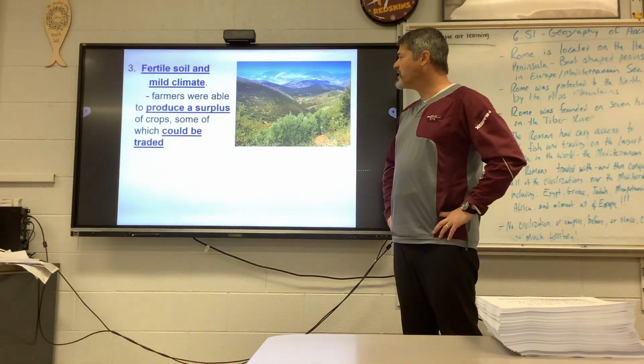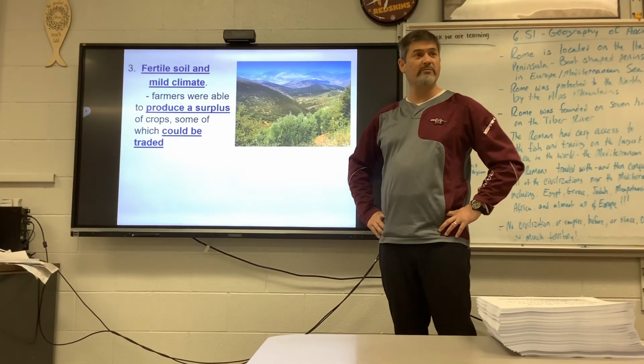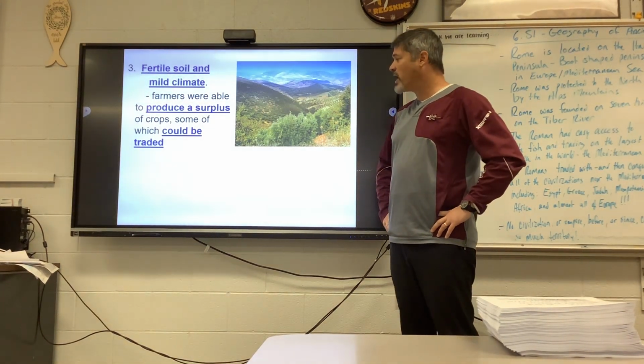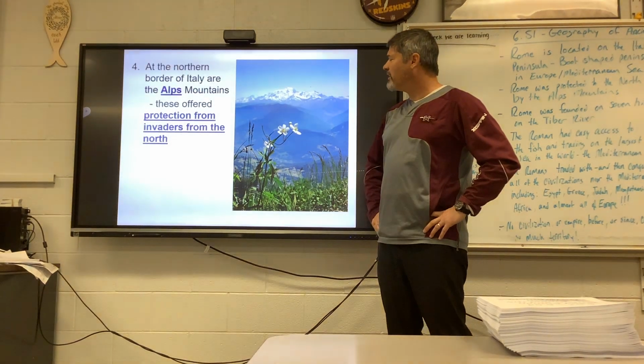Next again. Number 3, they had fertile soil and a mild climate. Farmers were able to produce a surplus of crops. Everybody know what a surplus is, right? It's one of our words. Surplus means extra, which could be traded. At the northern border of Italy are the Alps Mountains.